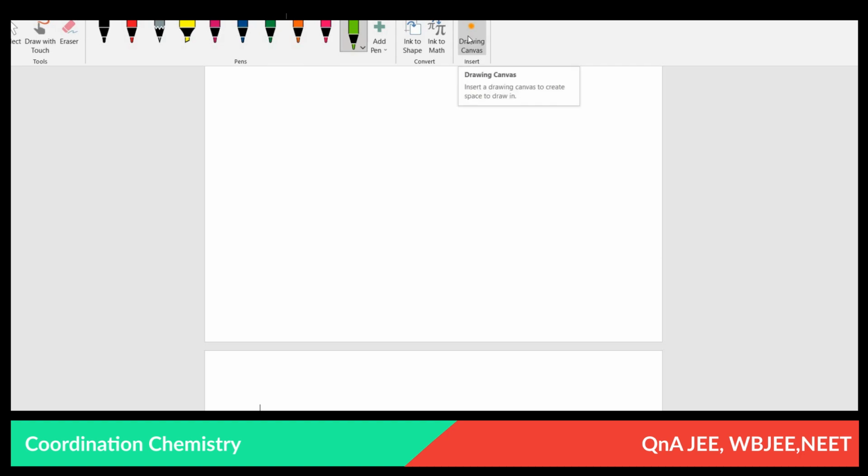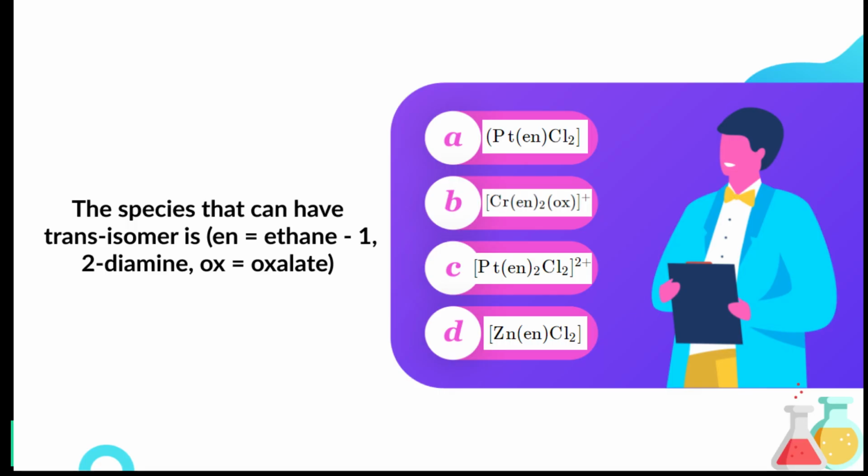Now moving on to the next question: the species that can have a trans isomer. First of all, isomerism means when the same molecular formula gives rise to two different structures. Now, cis and trans is possible when you have two similar kinds of ligands. I repeat, cis and trans is possible when you have two similar kinds of ligands.